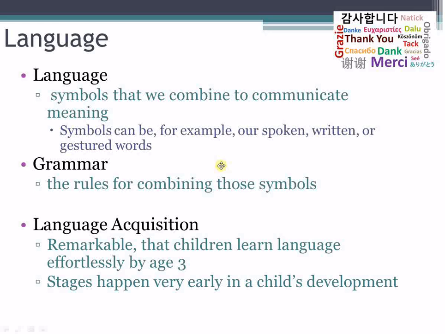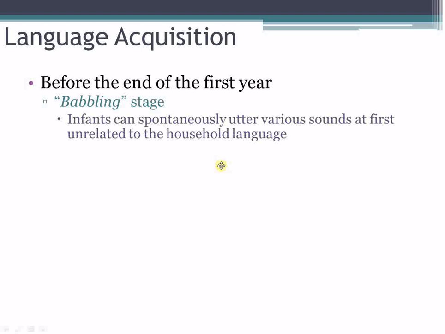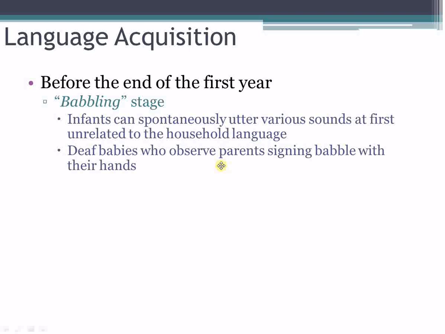One interesting thing about language is that language acquisition occurs relatively effortlessly for children by the age of 3. And there are stages of language acquisition that happen very early in a child's development. Very early, we have the babbling stage. This is where infants are babbling out sounds that at first may be unrelated to the household language, whatever language you speak in your house.